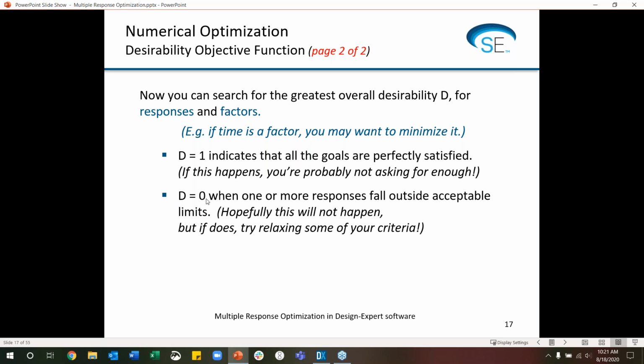A desirability of 0 will occur when 1 or more of the responses falls outside the acceptable limits, meaning you can't get to even the minimum criteria that you set. And hopefully this doesn't happen, but if it does, then just relax some of your criteria and open up the space a little bit.